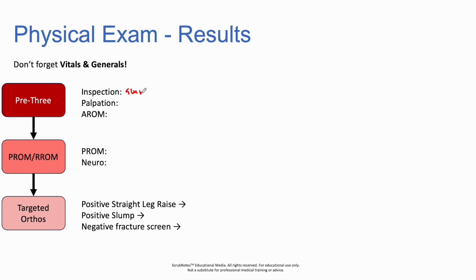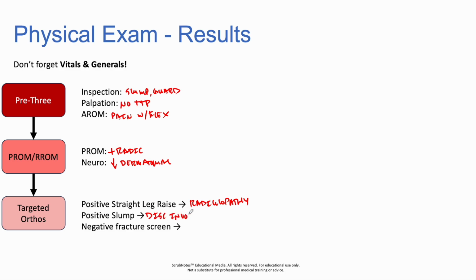Let's circle back and see how our framework applied to our case. The pre-3 shows no signs of fracture or instability. However, the patient reports pain radiating down the posterior leg. Neurologic screening reveals decreased sensation in a dermatomal pattern, and the targeted tests show a positive straight leg raise and a slump test, which reproduce the patient's symptoms.